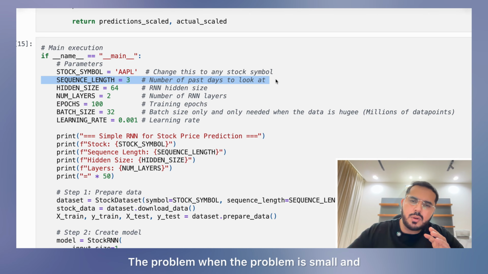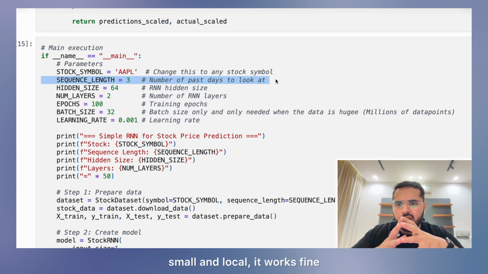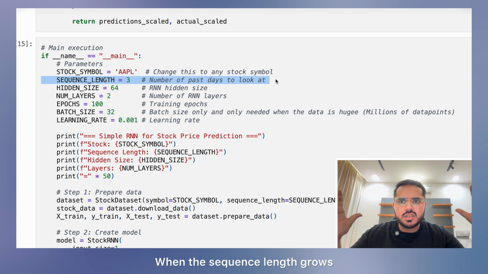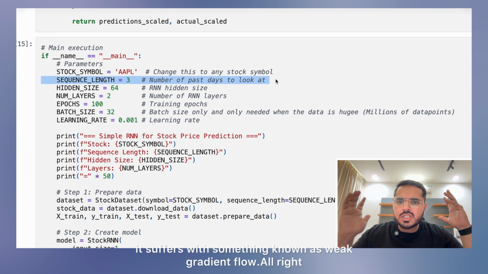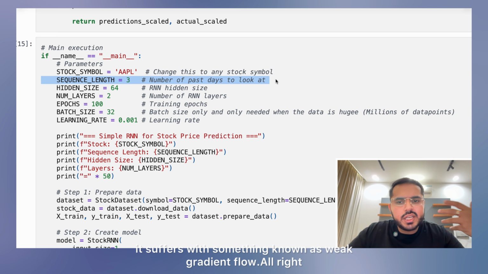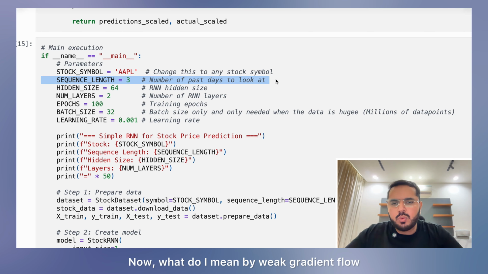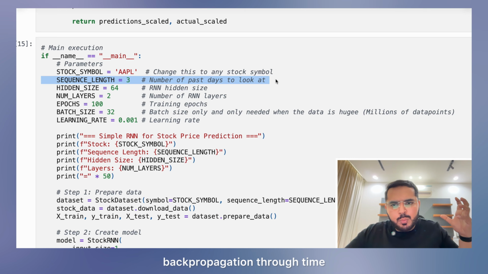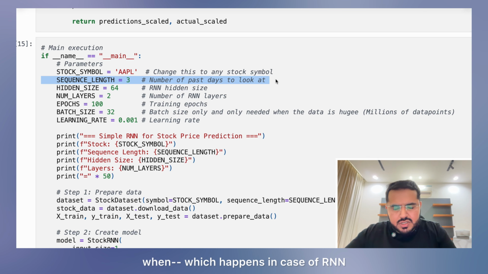When the problem is small and local, it works fine. What if the sequence length grows? When the sequence length grows, it suffers from something known as weak gradient flow. Now what do I mean by weak gradient flow? I simply mean backpropagation through time, which happens in the case of RNNs.